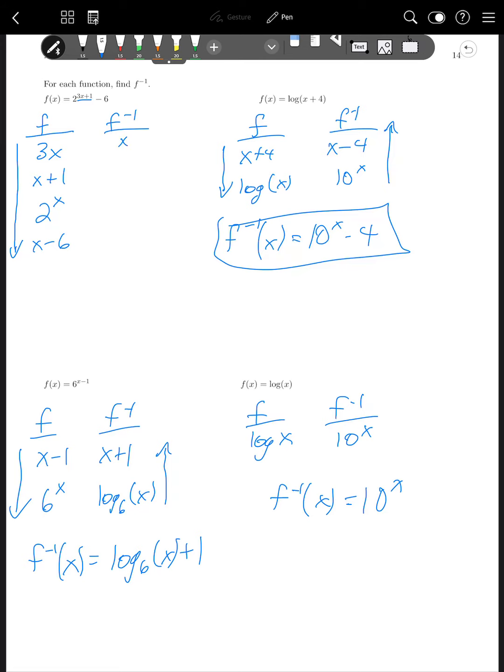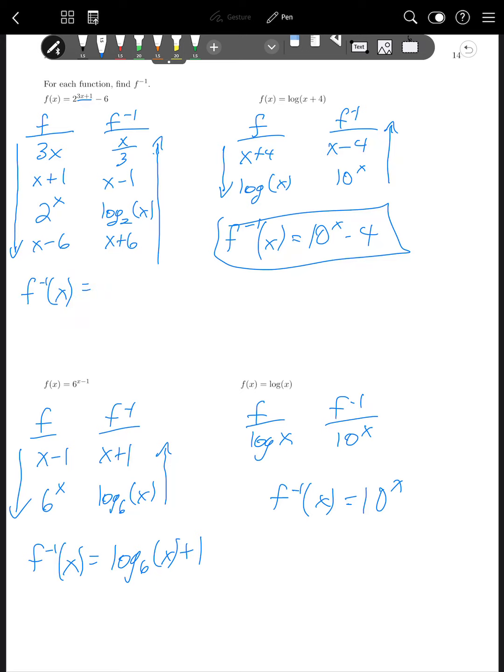3 times x, the inverse of that is x divided by 3. Adding 1, the inverse of that is subtracting 1. 2 to a power, the inverse of that is log base 2 of x. And subtracting 6, the inverse is adding 6. And now to do the inverse, we're going to start at the bottom and work our way up.